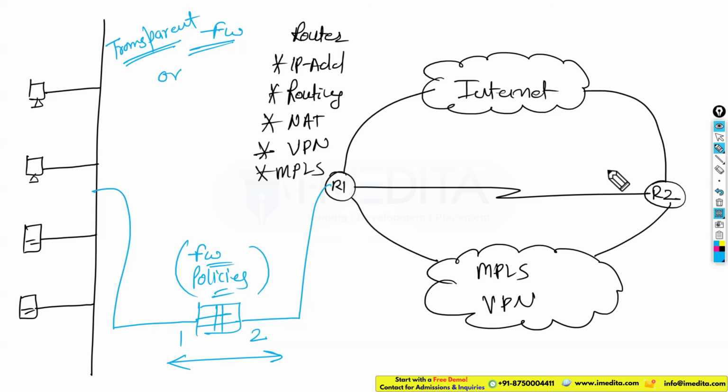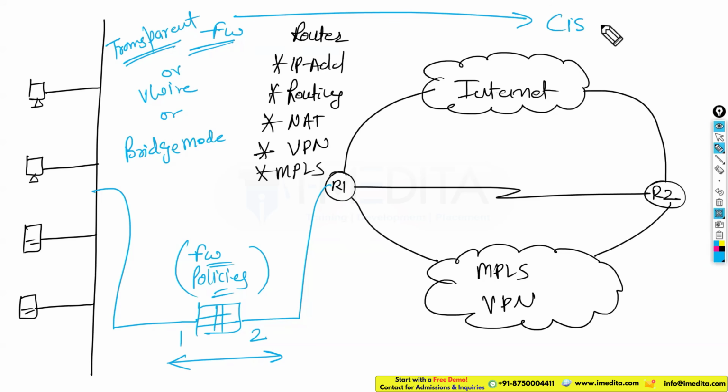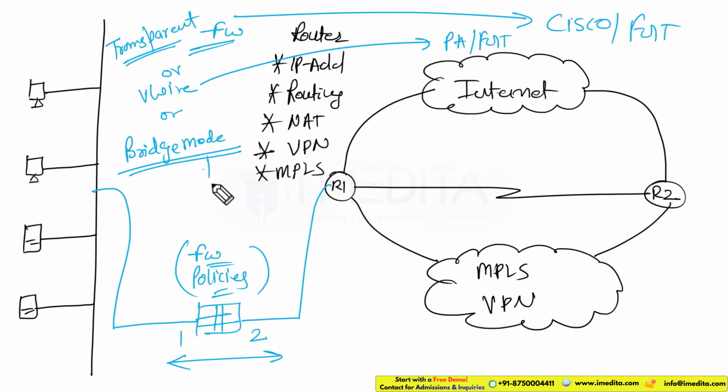A transparent firewall is also called vWire. Another name for transparent firewall is vWire or bridge mode. The transparent firewall feature is provided by Cisco and FortiGate. vWire is provided by Palo Alto and FortiGate. The bridge mode feature is provided by Checkpoint. Cisco, FortiGate, Palo Alto, and Checkpoint firewalls support transparent mode, vWire, or bridge mode.